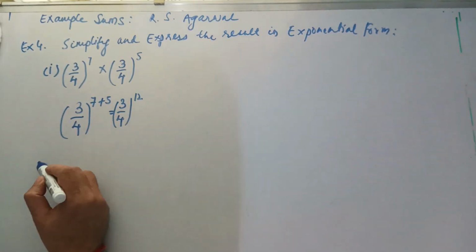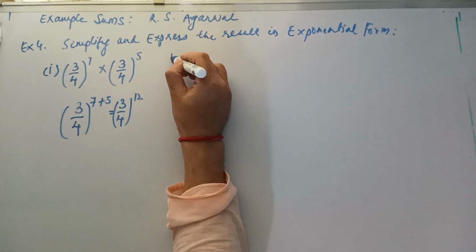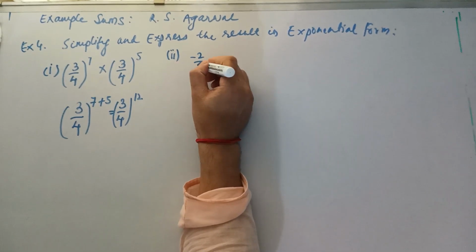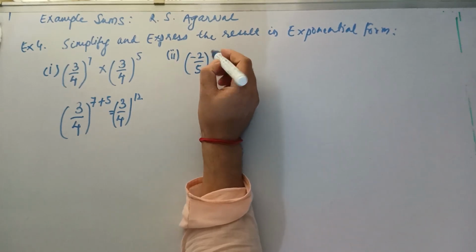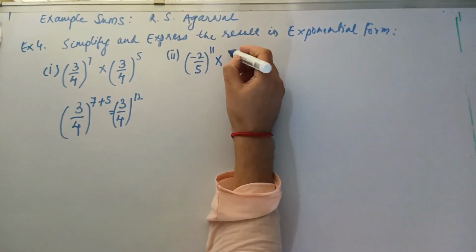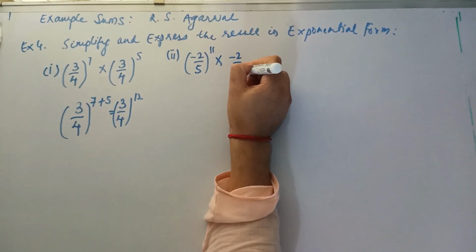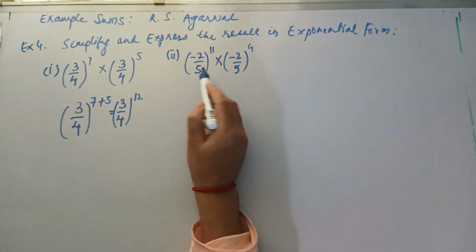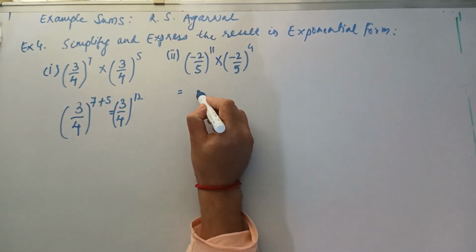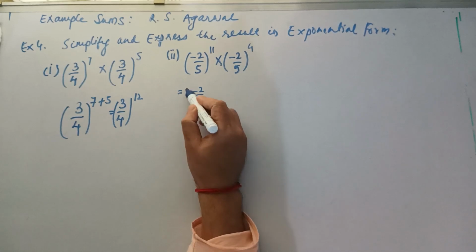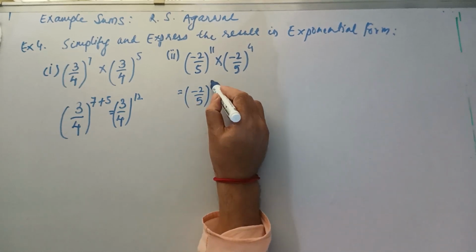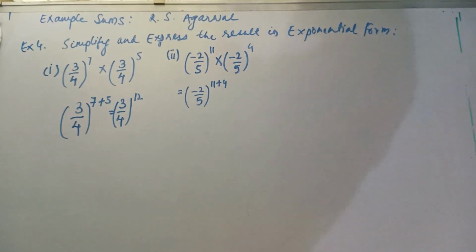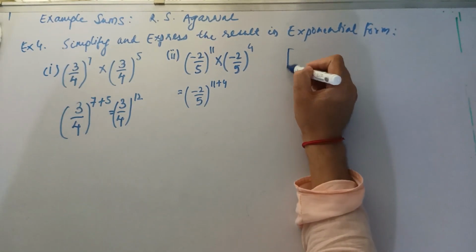The second question is minus 2 upon 5 raised to 11 into minus 2 upon 5 raised to 4. Here again, the base is the same, so the powers will get added. So minus 2 upon 5, raised to 11 plus 4. Which law are we using here? We are using this law.